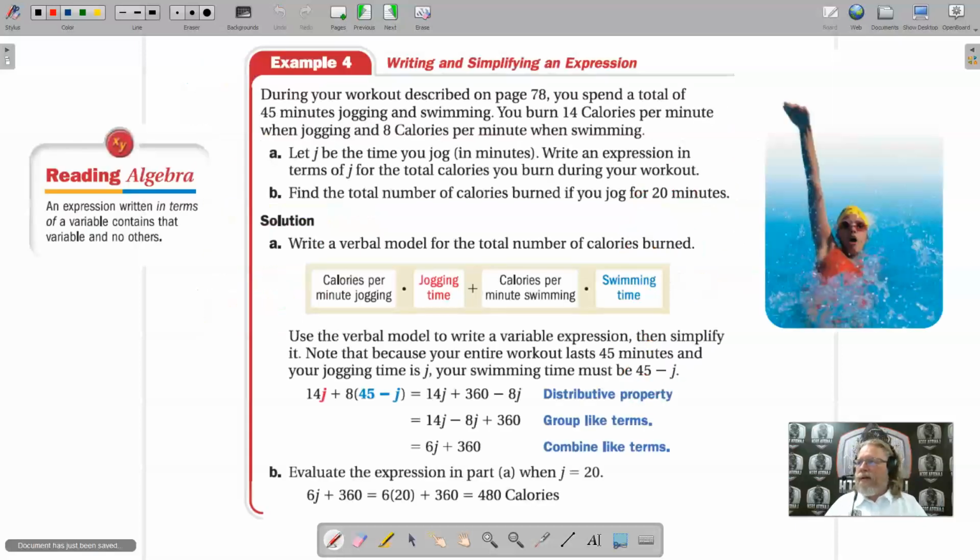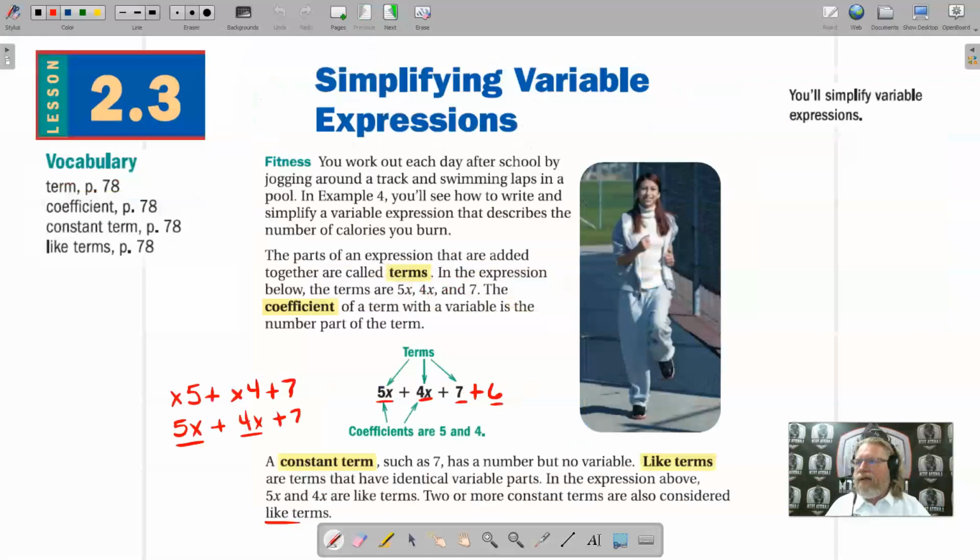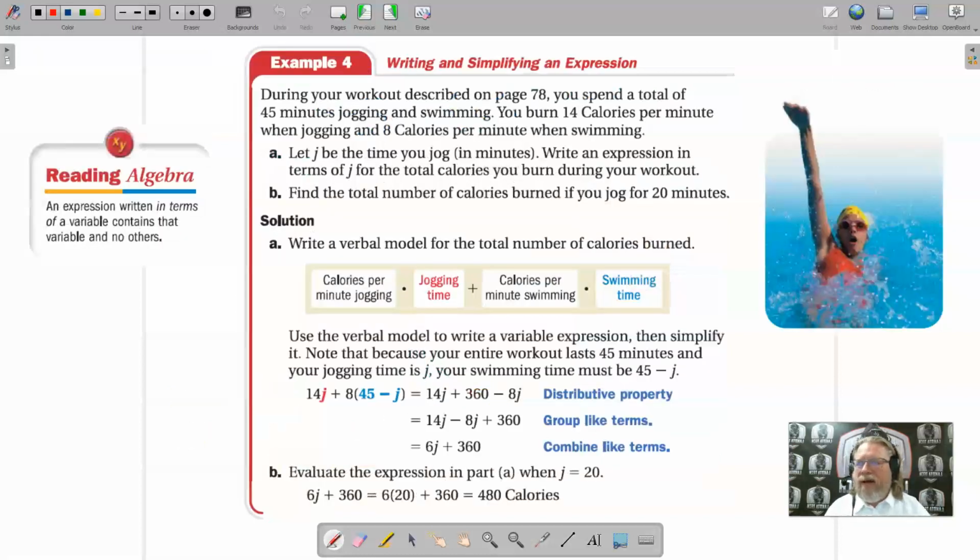All right, so on number 4, this is referring back to the story that we had here at the beginning about the jogging and swimming example. So here we have that done out for us in example 4, and for the sake of time, we're going to kind of run through this. We're at 25 minutes now on this one.